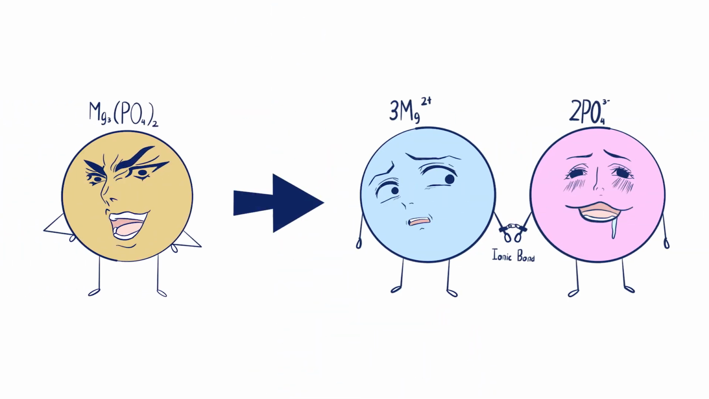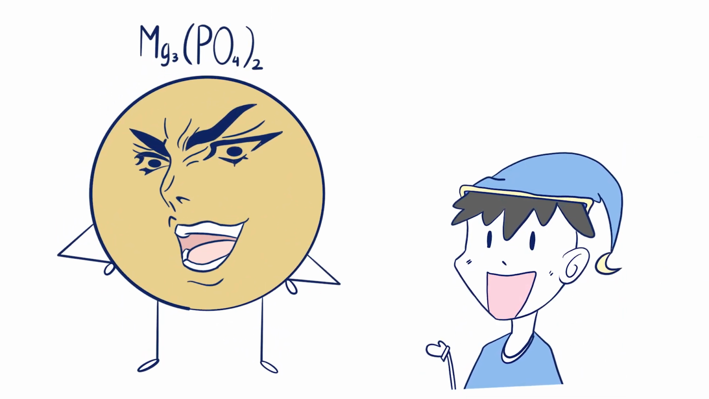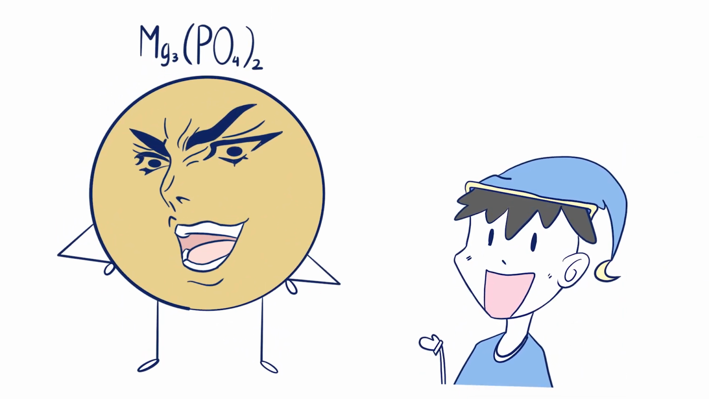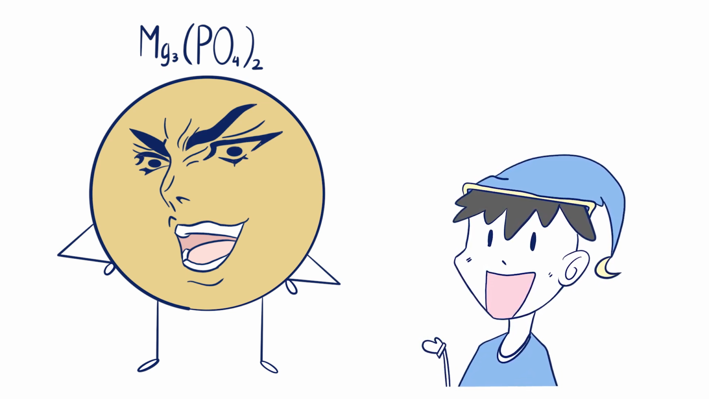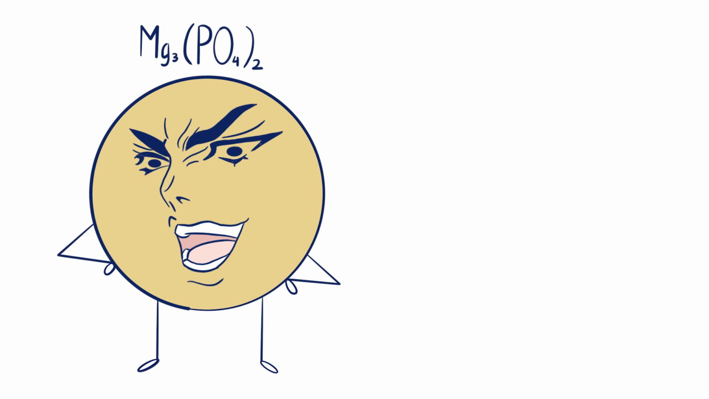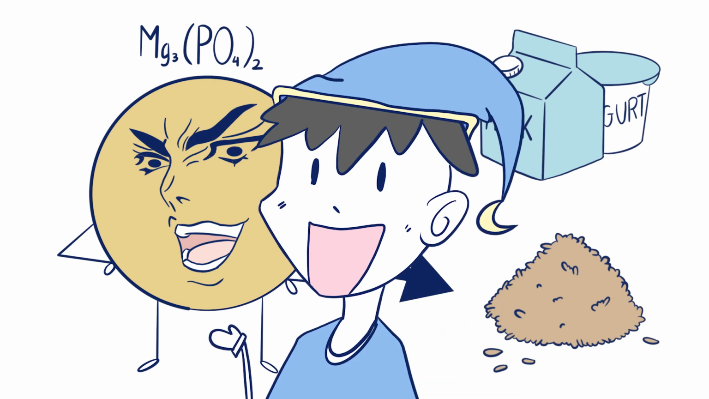So, magnesium phosphate is a mineral compound that consists of magnesium cations and phosphate anions bonded together by ionic bonds. Magnesium phosphate is a good source of magnesium, one of the major minerals required by our body. It is an essential mineral that can be found in many foods, such as dairy products and grains, which provide dietary magnesium for humans. In addition to that, magnesium phosphate has various applications in the food industry.